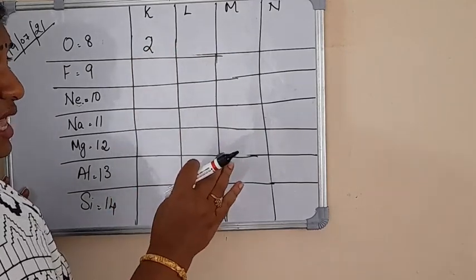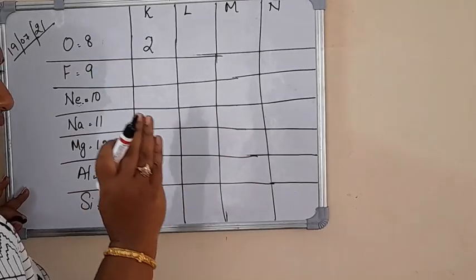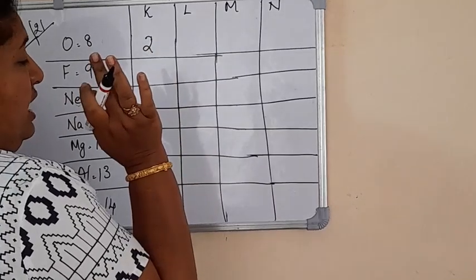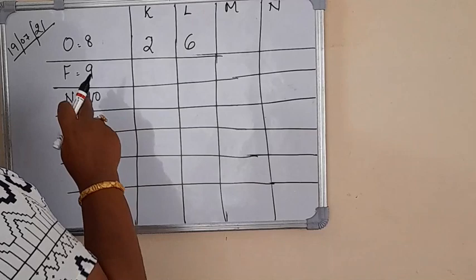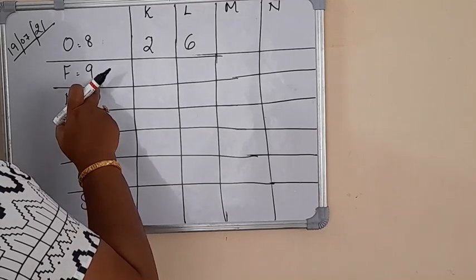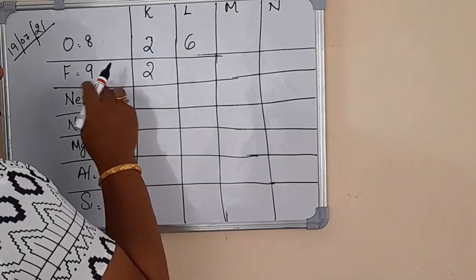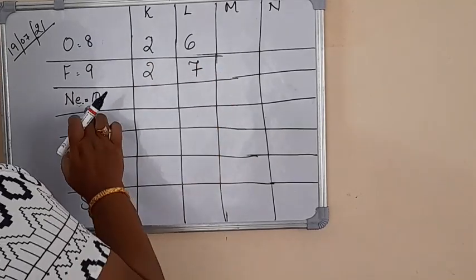Why 2 electrons to the K shell? Maximum number of electrons that can be accommodated in the K shell is 2. So only 2 electrons to the K shell. Remaining, 8 minus 2, 6. Now next is fluorine. Atomic number 9. Here K shell is having 2. 9 minus 2, 7.